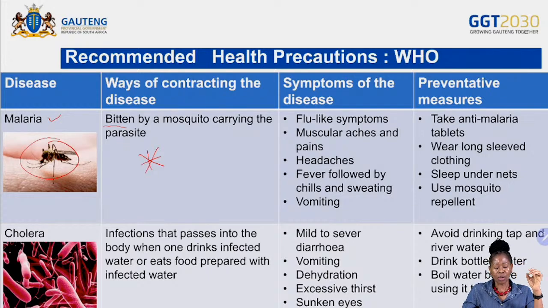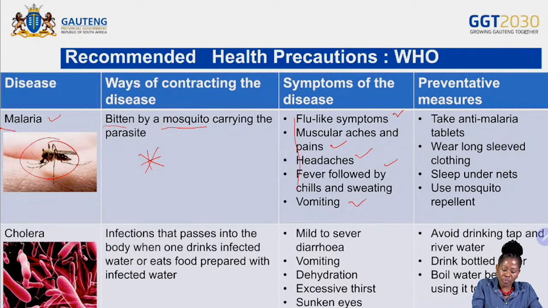And immediately when you are bitten by this mosquito that carries the parasite that causes malaria, there are symptoms that as a tourist you must observe. You will experience flu-like symptoms, muscular aches and pains, headaches, fever followed by chills and sweating and vomiting. This is an example. Others may experience some, but these are the symptoms of malaria. But to be further sure, you visit health facilities and they will confirm if you have it or if you don't.